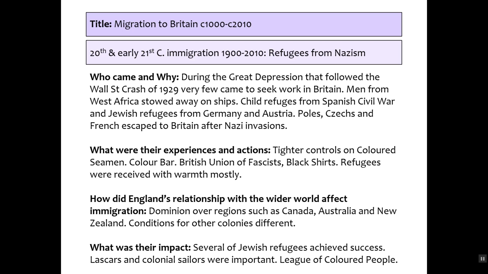People, as a result of the Wall Street crash. Few people come to seek work in Britain. Men from West Africa stow away on ships. There are child refugees, there are Jewish refugees, there are Poles, Czechs and the French people, etc., all trying to escape fascism in Europe.